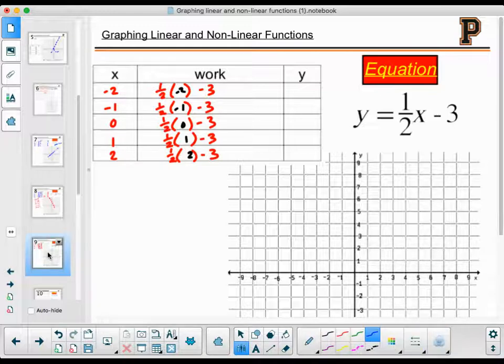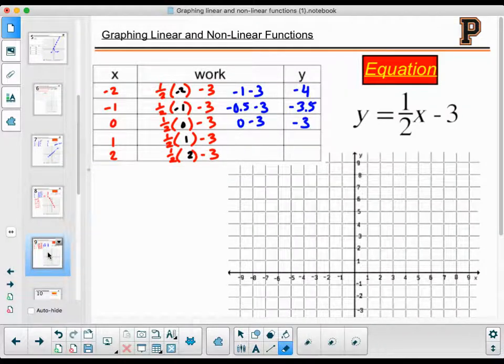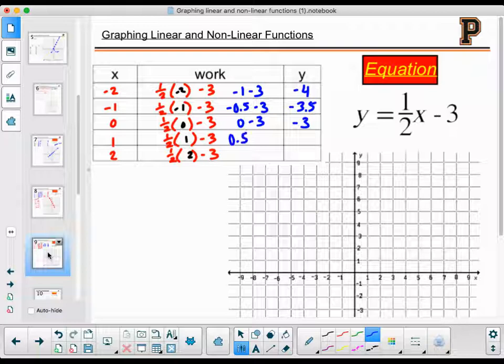Half of -2 is -1, minus 3 would get me -4. Half of -1 is -0.5, minus 3 is going to get me -3.5. Half of 0 is 0, minus 3 is -3. Half of 1 is 1/2. Keep it consistent, use a decimal: 0.5, and then subtracting 3 is going to get me -2.5. And then half of 2 is 1, minus 3 is going to get me -2.